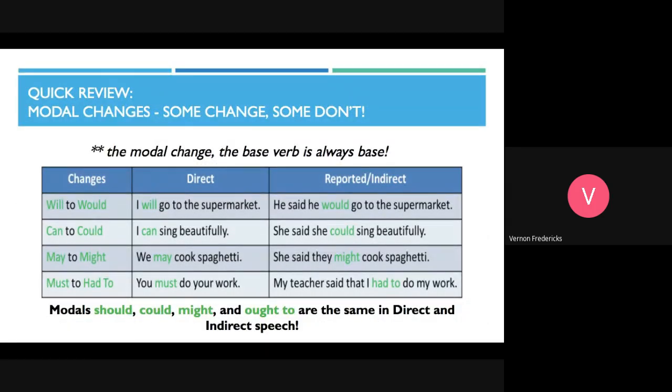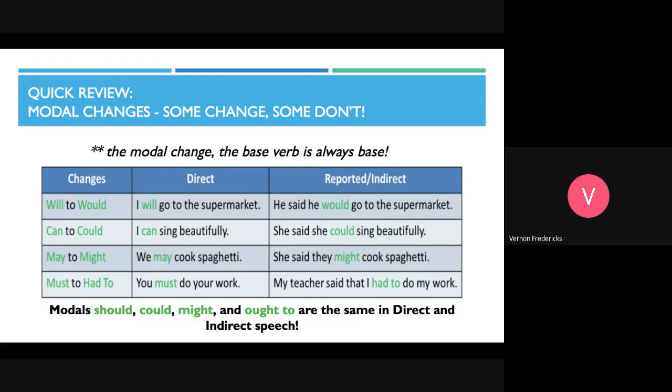Modal changes. Some change, some don't. Very important again, students. The modal changes, but the base verb is always the base verb. The base verb stays the same. The modal changes. Let's have a look at these changes.